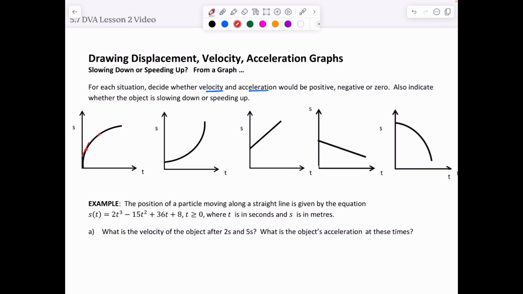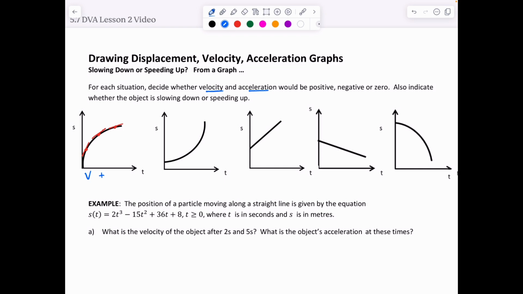Okay, so just taking a look at this first one, I hope that you can see that if I was to draw some tangent lines on this curve, all of the tangent lines would have a positive slope, which would mean that the velocity is positive. Okay, and then to look at acceleration, we're going to look at how the velocity is changing.